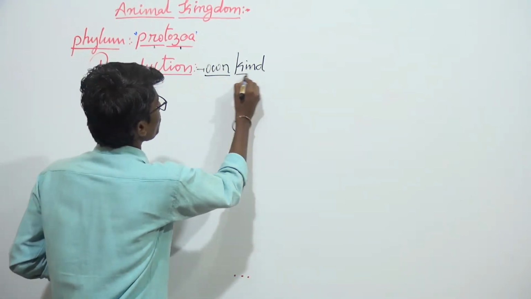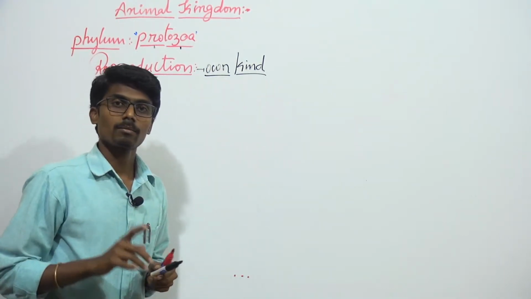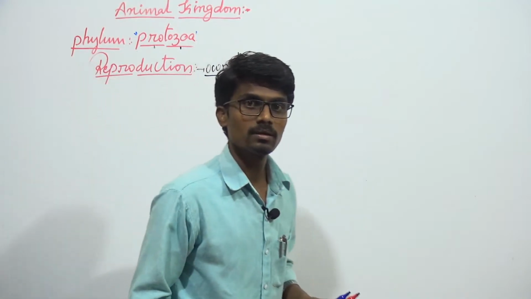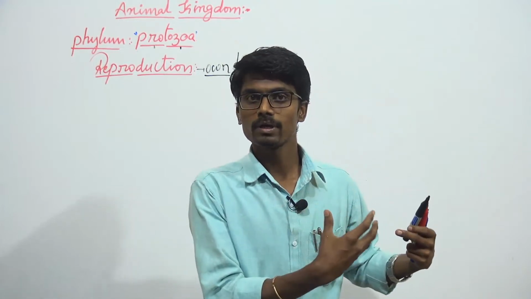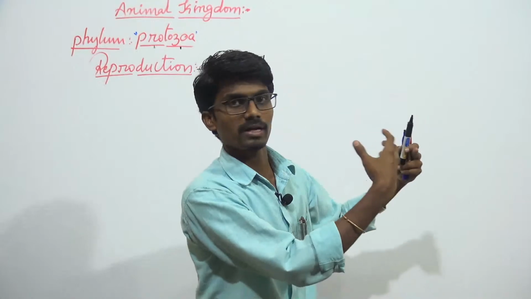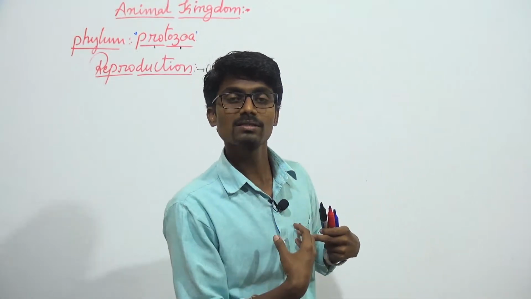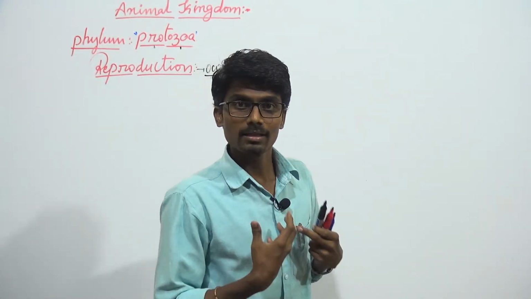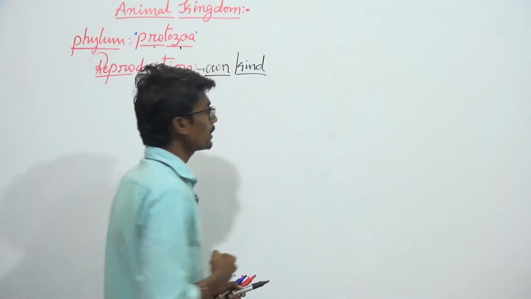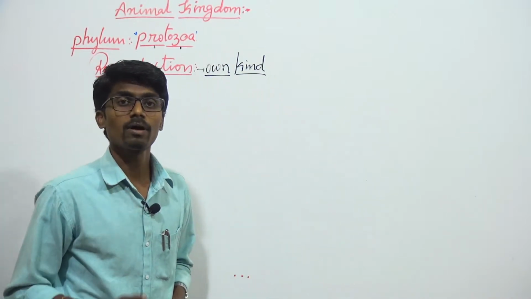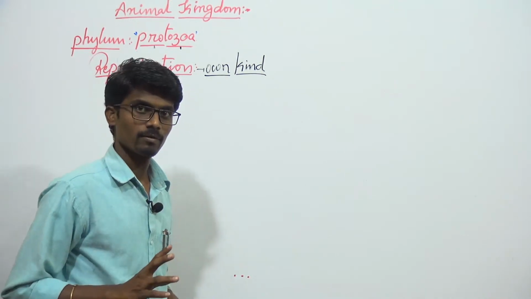Reproduction is a biological process in which the organisms produce their own kind. Of its own kind means the progeny must resemble the parents. Take human beings: we came from a mother and father, and we resemble our father and mother, or sometimes we resemble our grandfather as well as grandmother. That is reproduction.